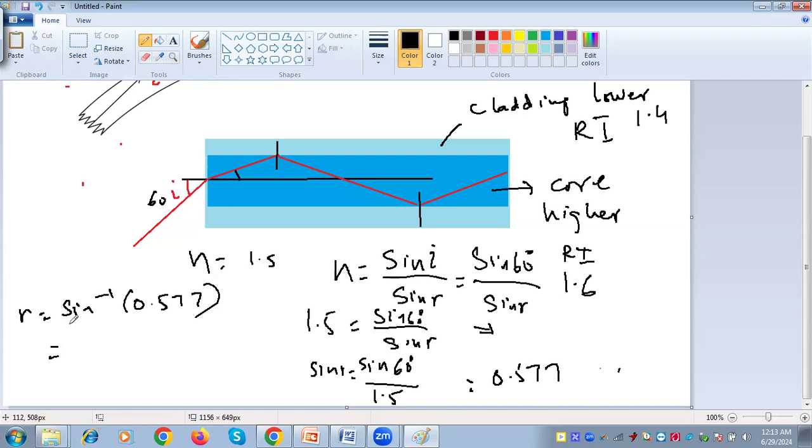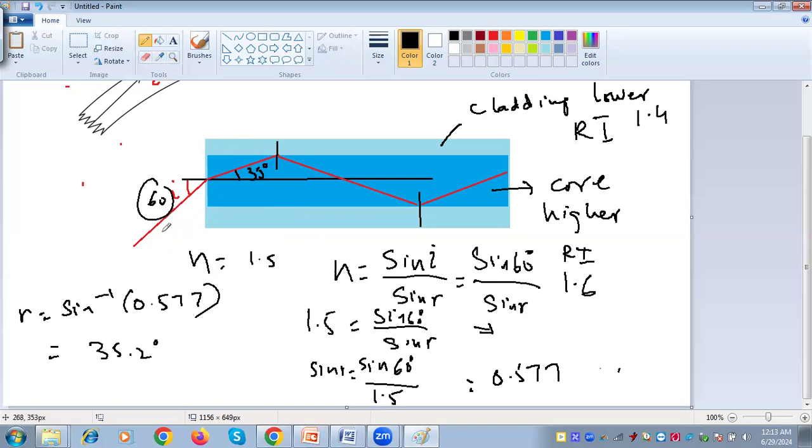We'll get the angle. That is coming 35.2. So you can write 35, keeping the same number of significant figures. This has two significant figures, so this also has two significant figures. Okay, so this angle is known to us.